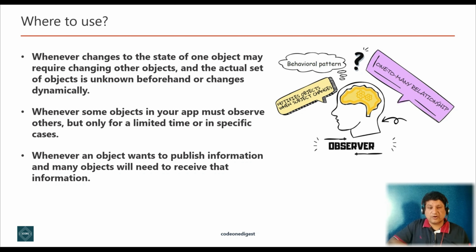Okay, friends, the very first question that comes to our mind is, when and where to use this pattern, right? Whenever an object wants to publish information and many objects will need to receive that information, you can use this observer pattern. Use the observer design pattern when changes to the state of one object may require changing other objects, and the actual set of objects is unknown beforehand or changing dynamically.